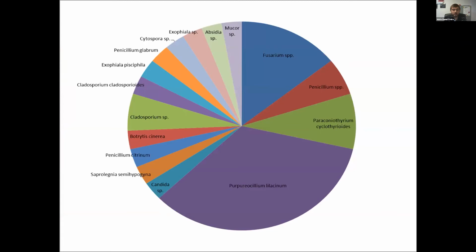Now the results. This is the prevalence that we found in thermal waters. As you can see, there is a big group of Purpureocillium lilacinum, or Paecilomyces lilacinum, the pink one I showed you before, and also Fusarium, Penicillium, and Cladosporium. All of them are isolated from soil.